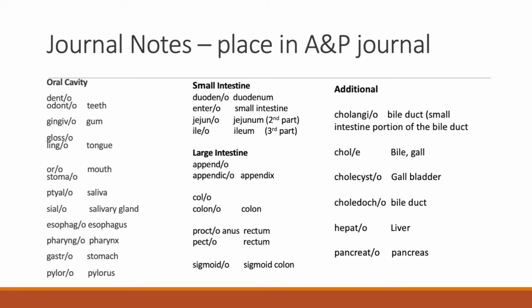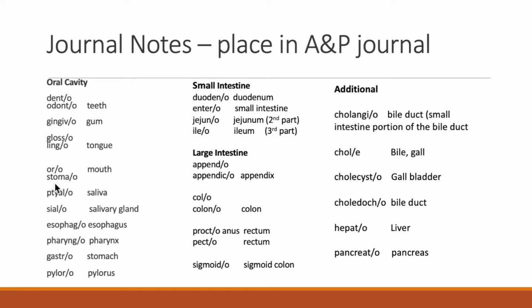So orthodontist, gingivitis on the next one. So gingiv backslash O is the root word, and gingivitis would be inflammation of the gums. Gloss O and ling O both mean the tongue. So glossopharyngeal, or it's easier to think of linguistics, L-I-N-G, linguistics, the study of language or things of the tongue.